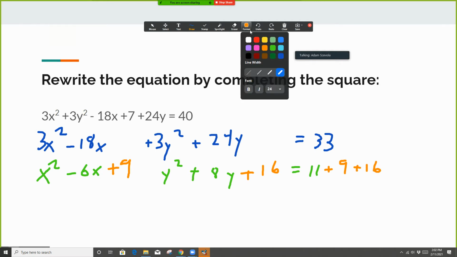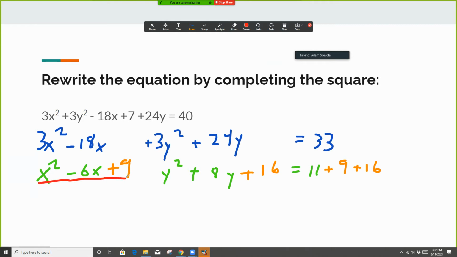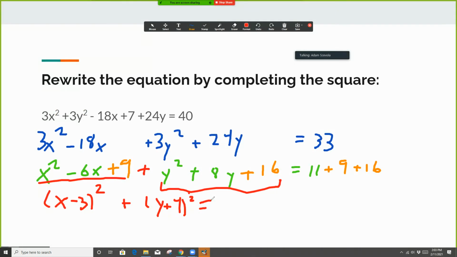Okay, now we can take this part and rewrite it as x minus 3 squared, which is awesome because you'll see in a second that if this is a circle, this tells us where the center is. Then we can take this part, because it's a perfect square trinomial, half of that squared is that. There's still a plus sign here, so that would be plus y plus 4 in parentheses squared. And then this part here, 11 plus 9 is 20, plus 16 is 36. That's just 36.